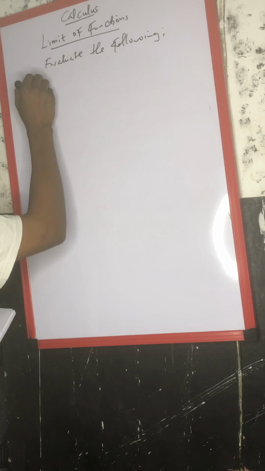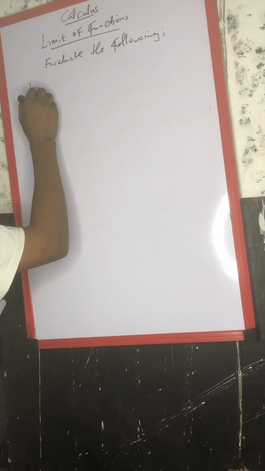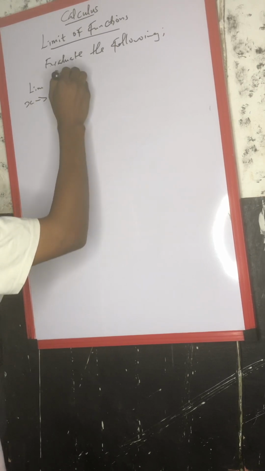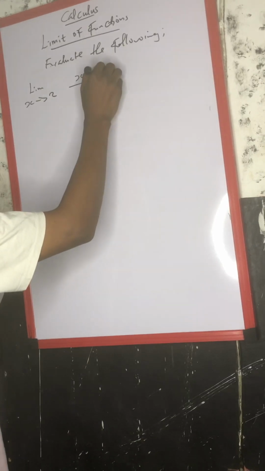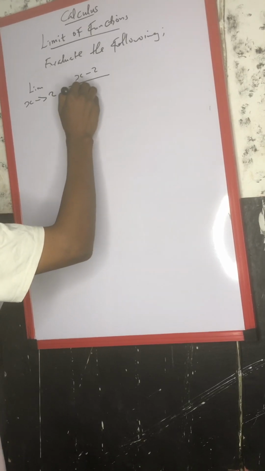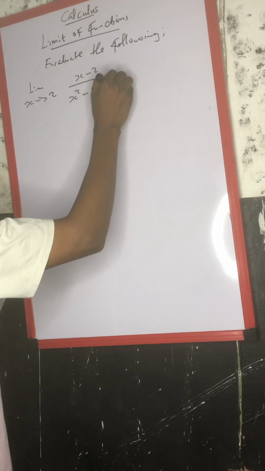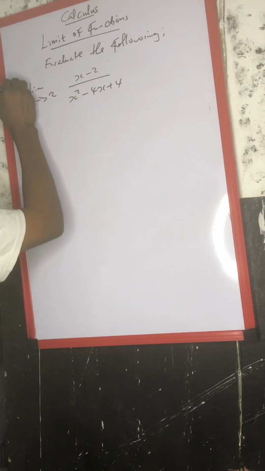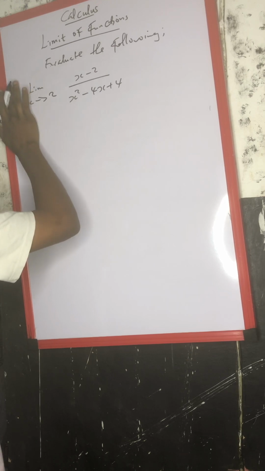Alright, let's move down to this. x approaches 2, so we have x minus 2, all over x squared minus 4x plus 4. Similar to our number 6 question. So this is number 8.